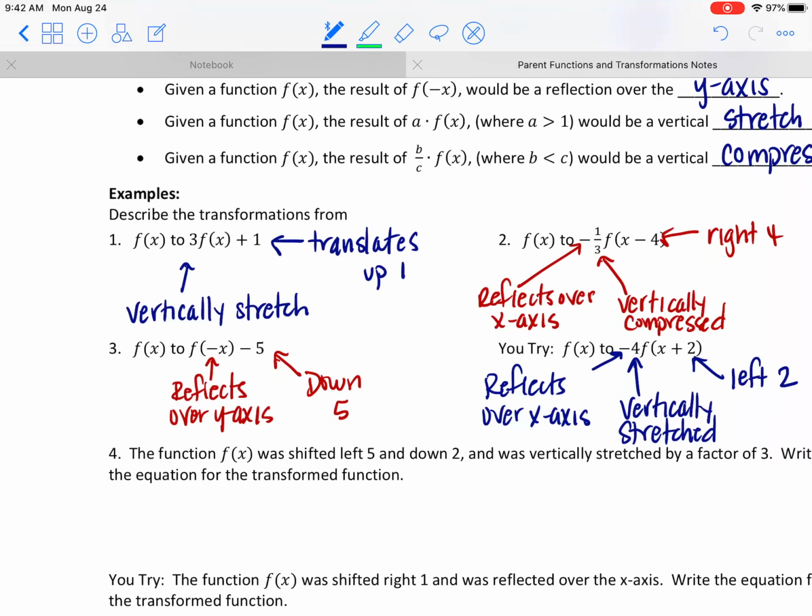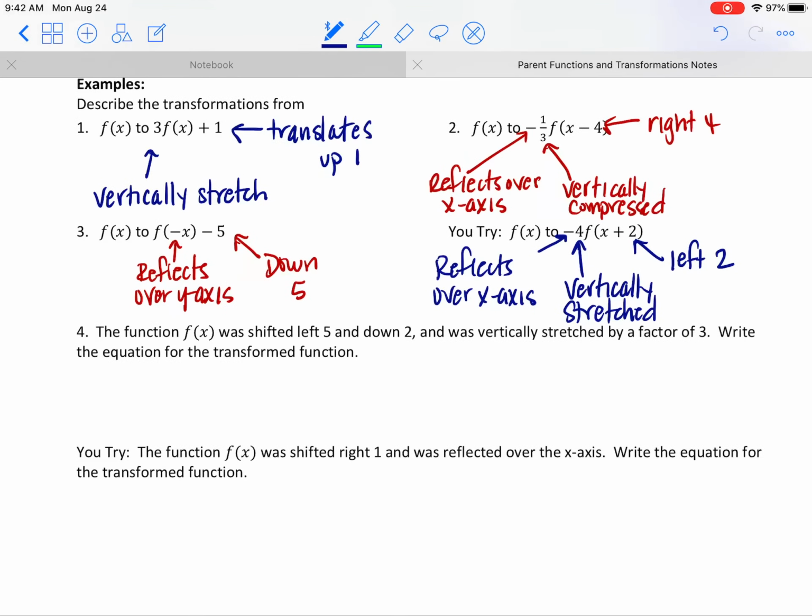Okay? So again, very general, and we'll see how this would apply to other functions later, but this is very general. Okay? So let's work in reverse on these last two. If we took a function and we shifted it left 5, down 2, and vertically stretched it by a factor of 3, what's the equation for the transformed function?